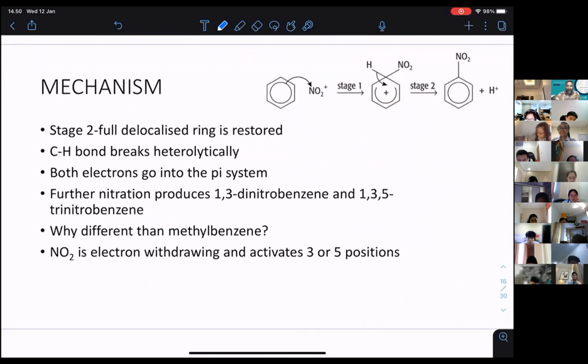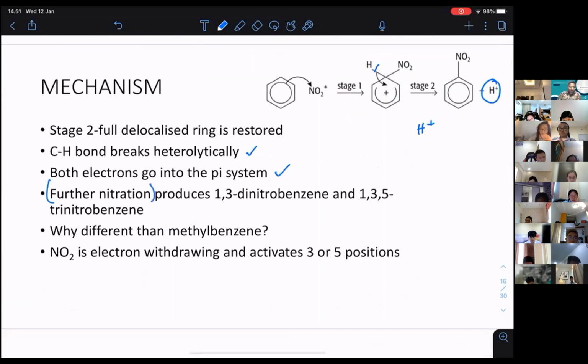How? By getting back the pair of electrons from the bonding between carbon and hydrogen. So what happens? They break heterolytically, and once broken, that will give you the H plus. That is why they say heterolytically: both electrons go back to the pi system, and there is going to be what we have just now.